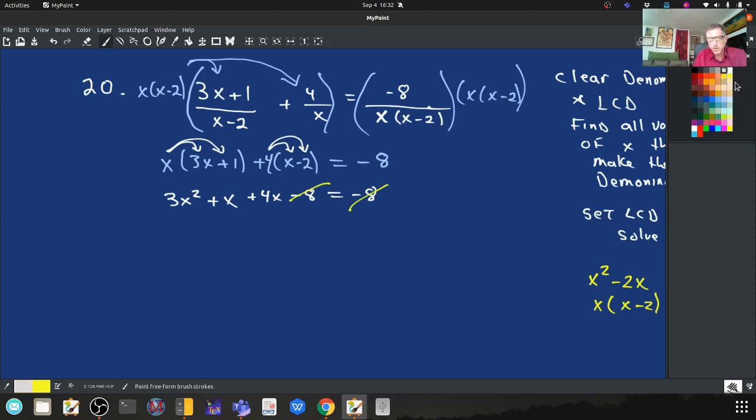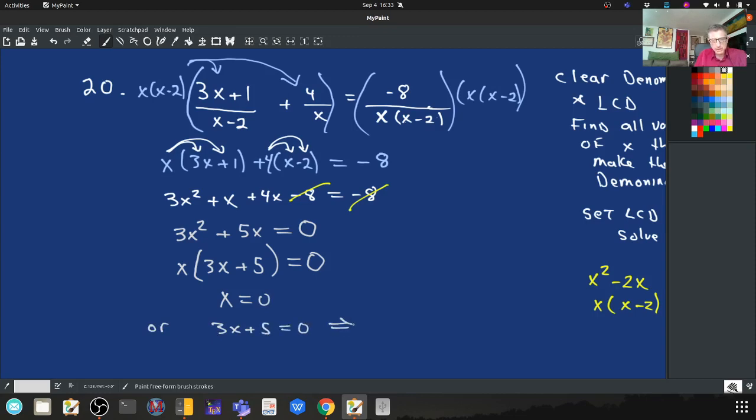And that's really what we wanted to see, because I'm going to go ahead and collect like terms over here. 3x squared. X plus 4x is 5x. And that's equal to 0. Beautiful. Now I factor out the greatest common factor. The greatest common factor of these two terms is x. So 3x squared divided by x is just 3x. 5x divided by x is 5. So now I solve. That tells me x is equal to 0, or 3x plus 5 is equal to 0, which easily you should be able to do in your head by now. Means 3x is equal to minus 5, or x is equal to minus 5/3.